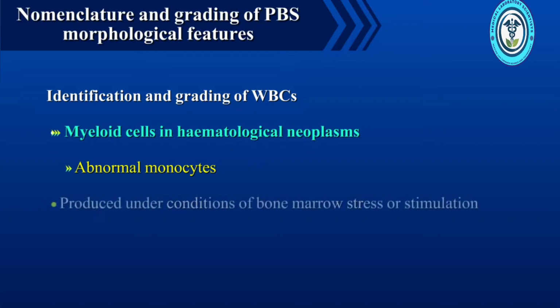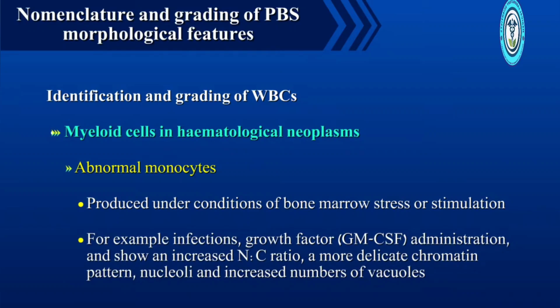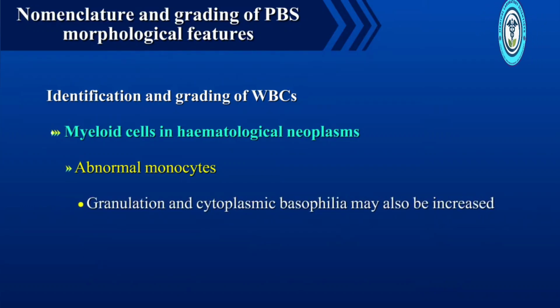Abnormal monocytes are produced under conditions of bone marrow stress or stimulation, for example, infections and growth factor administration like GM-CSF, and they show an increased N to C ratio, a more delicate chromatin pattern, nucleoli, and increased numbers of vacuoles. Granulation and cytoplasmic basophilia may also be increased.